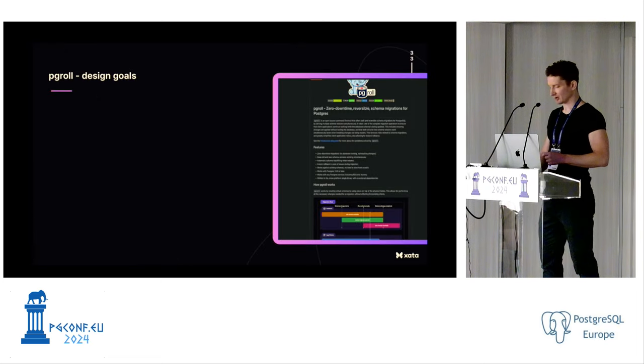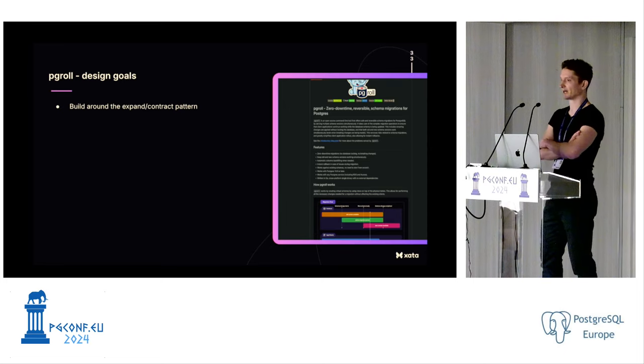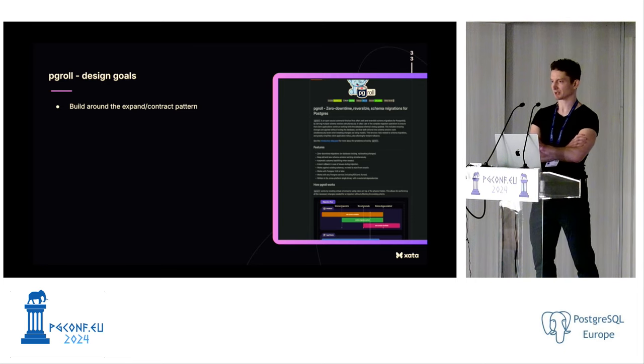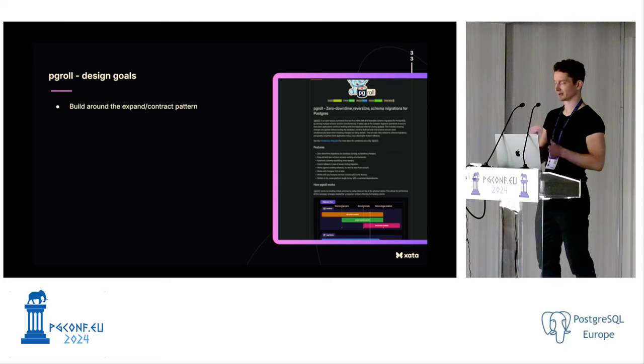So first of all, the design goal, first and foremost, was to build a migration tool around the expand-contract pattern. So we've seen that the expand-contract pattern is a powerful tool that supports doing zero downtime schema changes, but that it's hard to use. It's complicated in a few ways. We had those extra migrations, and we had to split the migration between the application and database layers. So we asked ourselves, what would a migration tool that was built around the expand-contract pattern at its heart look like? What if every migration operation was automatically expand-contract without migration authors having to do anything themselves?